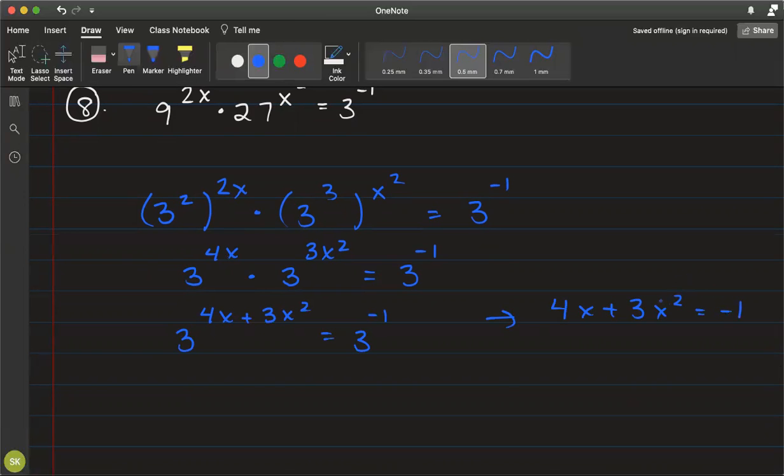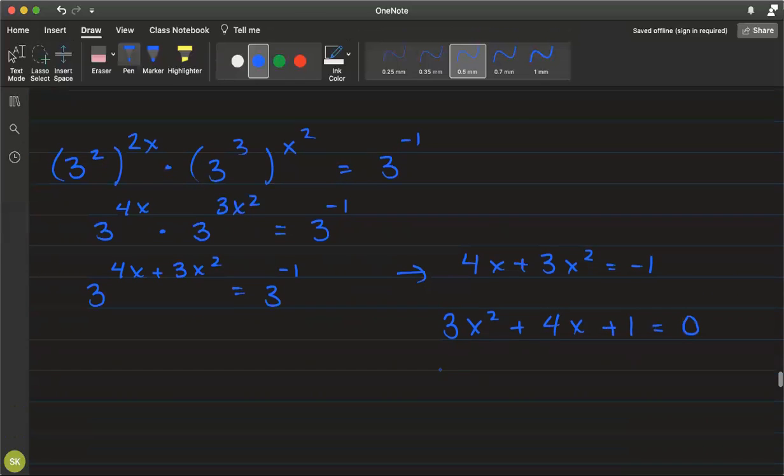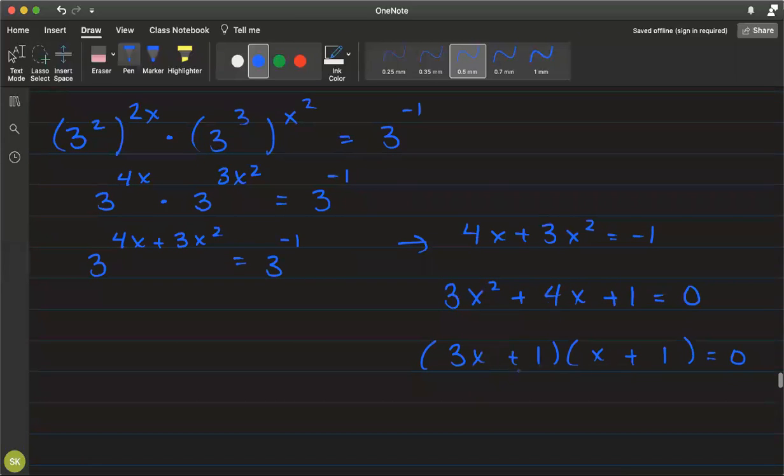So put everything on one side. Maybe move this one over. And I'm going to reorder this so the leading term, the one with the highest power, is in the front. And then try to factor this. Let's see if I can factor it just by using trial and error. I know I need a 3x and an x. I need maybe a 1 here and a 1 here. Let's see, 3x squared. We get 3x, 4x. Yeah, I think that's right. So this is how this polynomial factors.